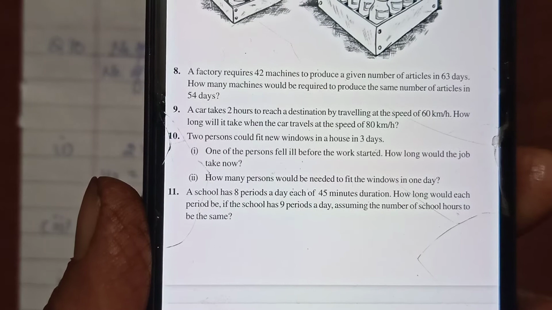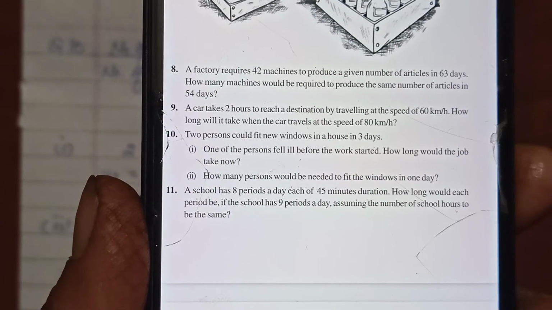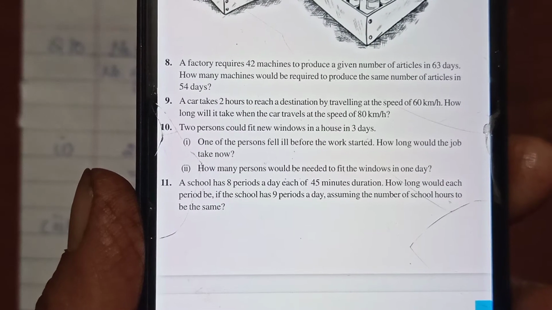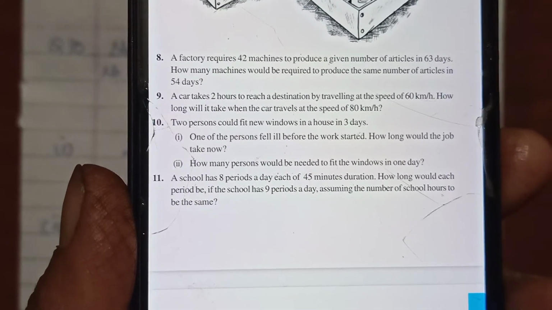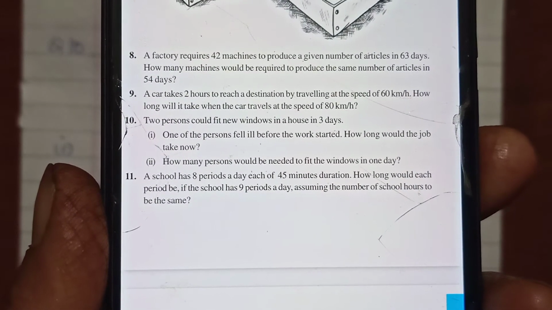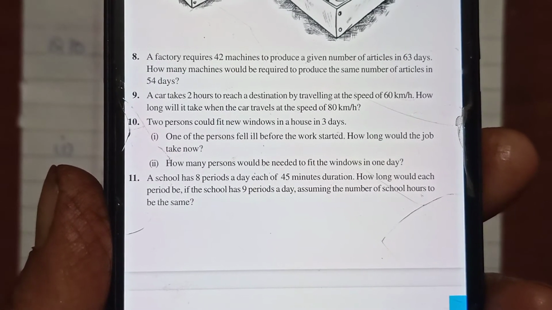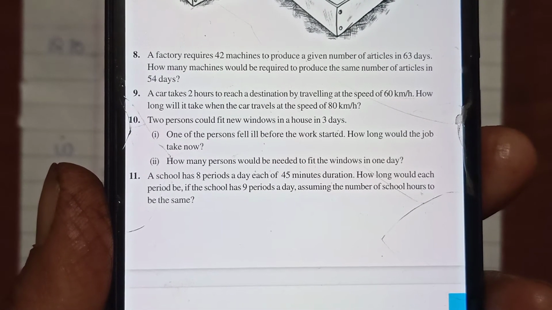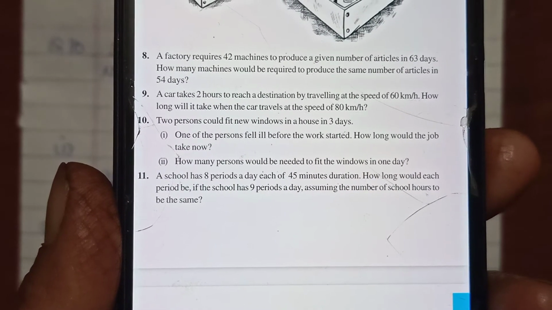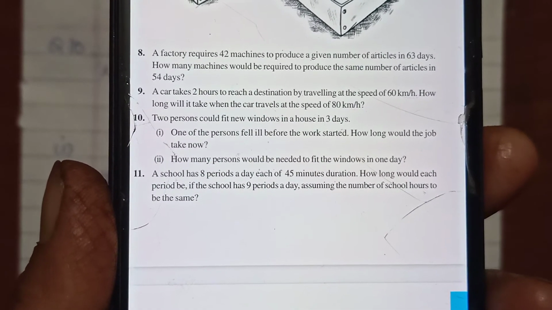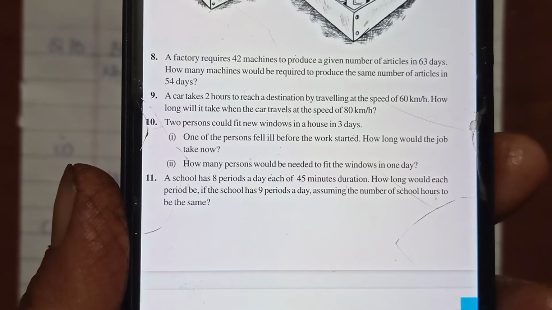Now I'm coming to the 10th one, which has two parts to it. So I've done that. Two persons could fit a new window in a house in 3 days. In case 1, they are saying, first part, one person fell ill before the work started. How long would the job take now? Then the second, they are saying, how many people will be required if we need to fit that same window just in 1 day.